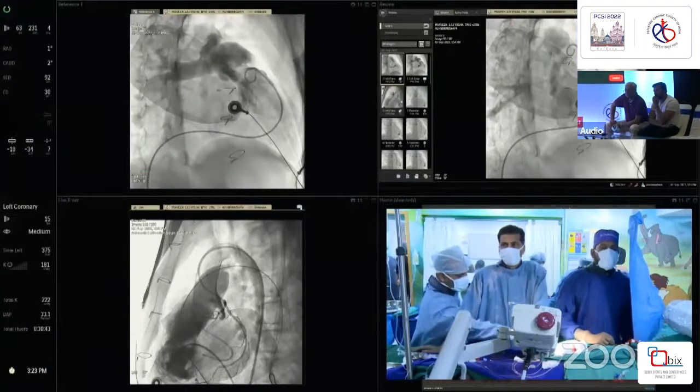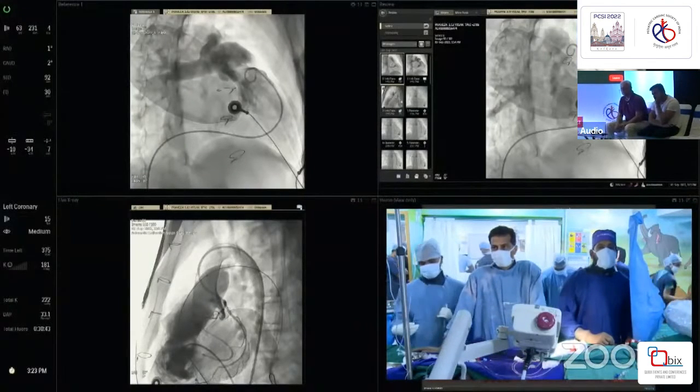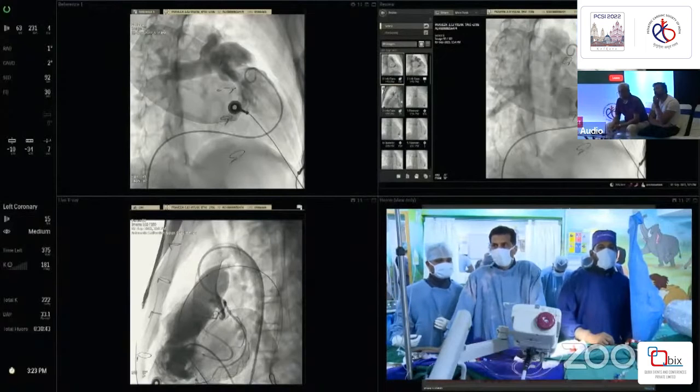But the thing is, there is no tricuspid regurgitation. We are injecting dye at a higher rate, like 20-20. So you can see there is no seepage. This is what we do, usually.